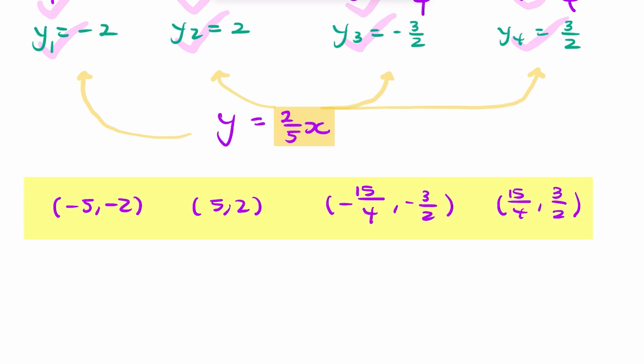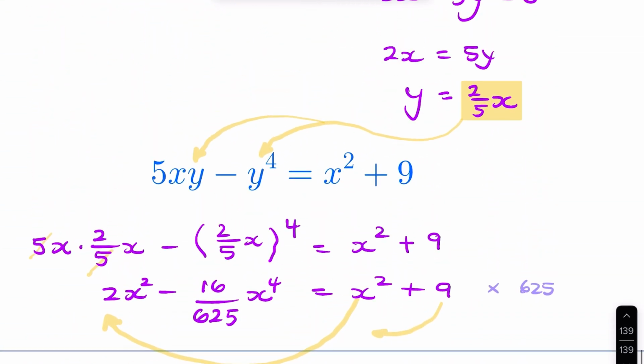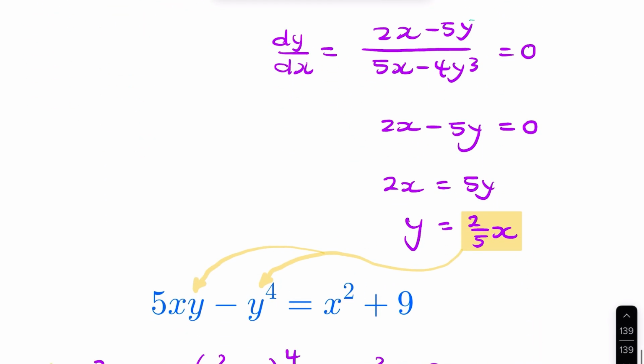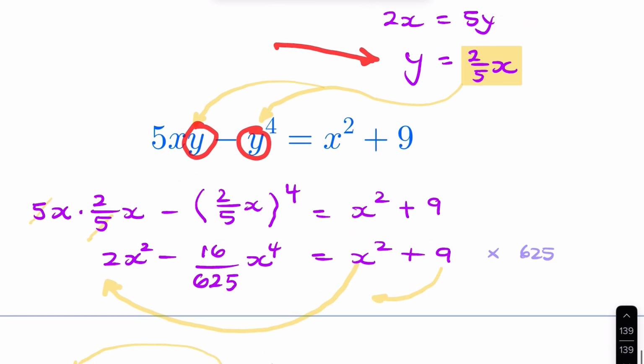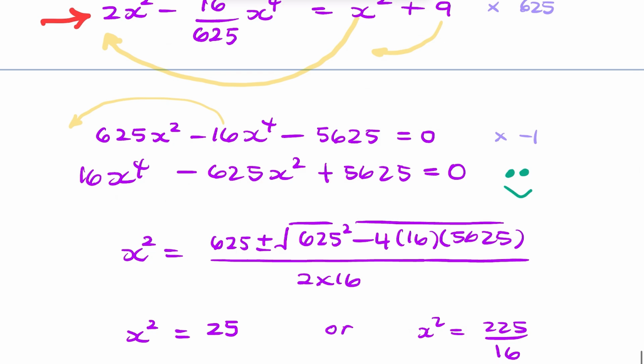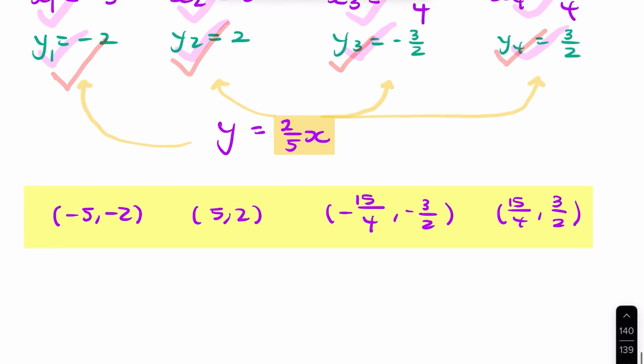Now remember, the way we did this was by implicit differentiation, and that gave us an expression of y in terms of x that we used to turn the equation that had y and x in it into an equation in terms of x that we could then solve. Once we knew x, we can then easily find the coordinates by finding the corresponding y's. So that's how you answer a question like that.